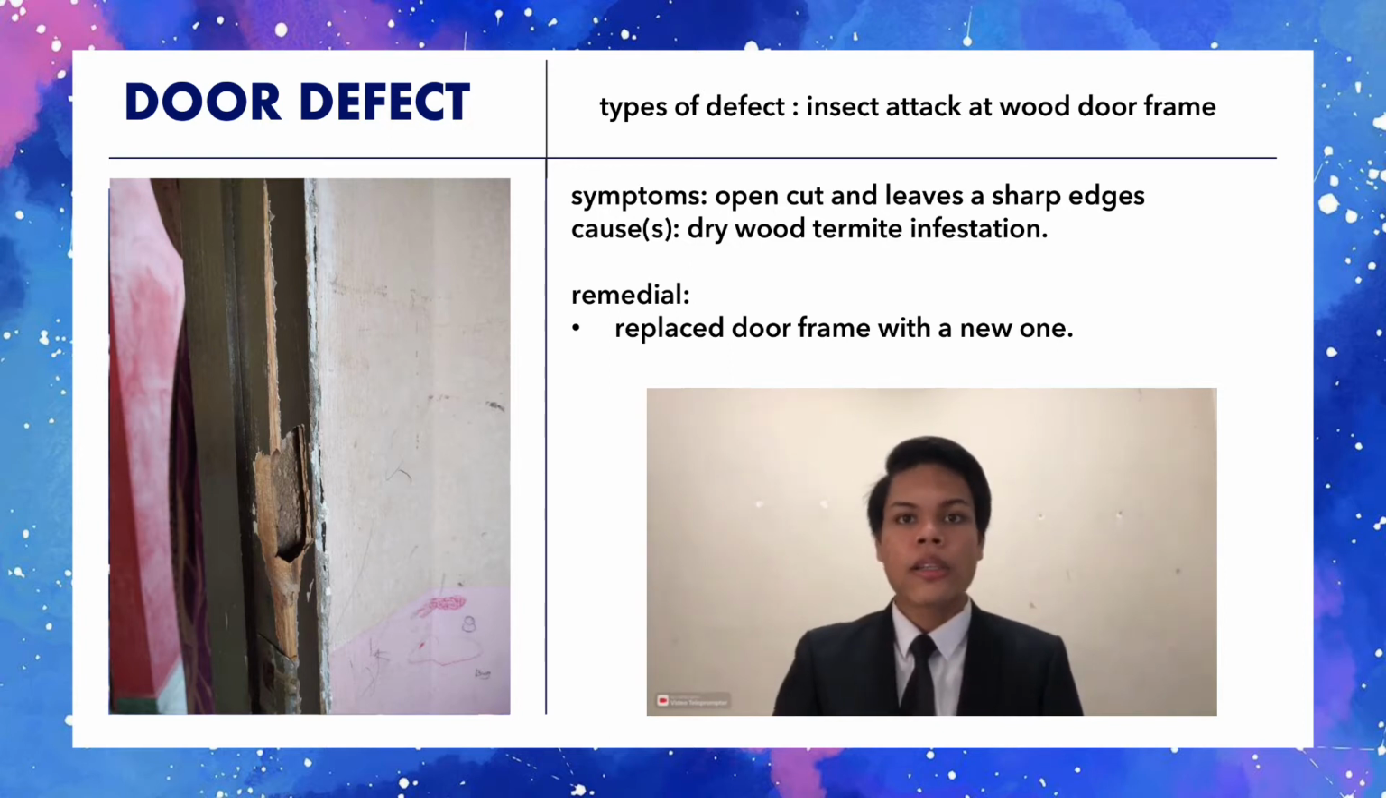This happens because of dry wood termite infestation, which can survive with air humidity and can enter through exposed wood or wooden furniture. So the remedial action is we can replace the damaged wood frame with a new one to effectively remove all of the termites.